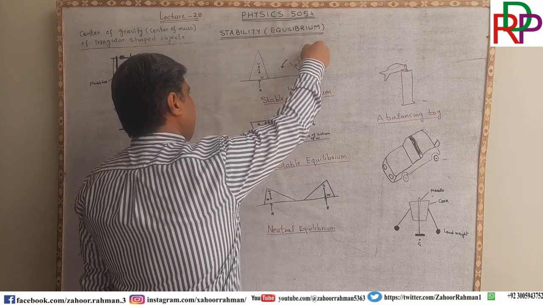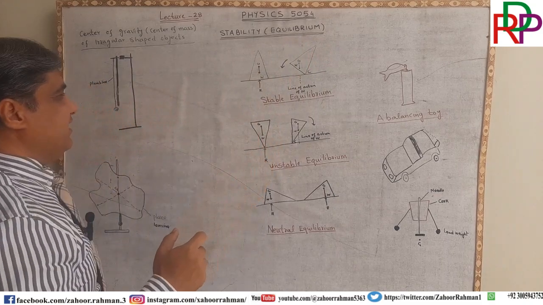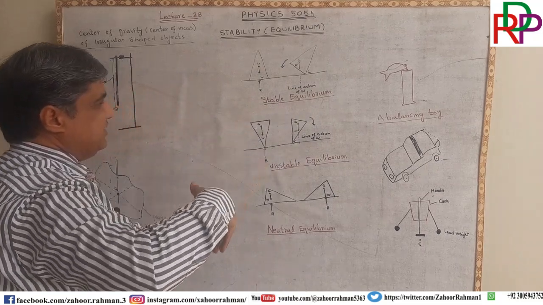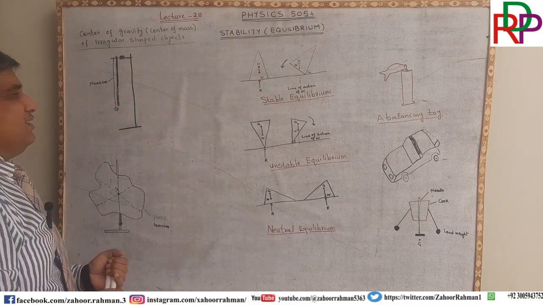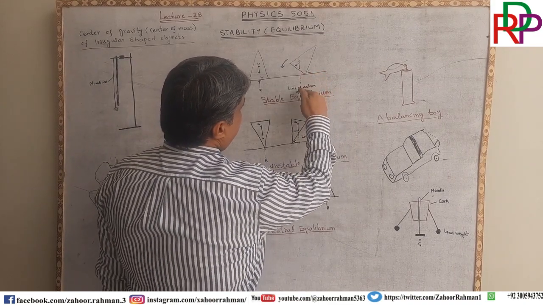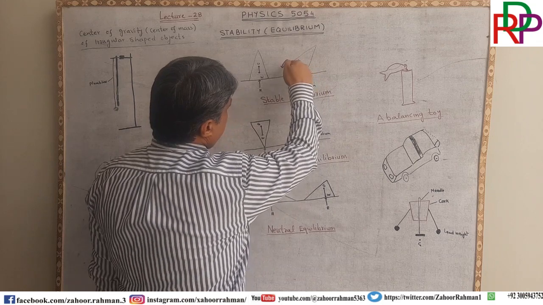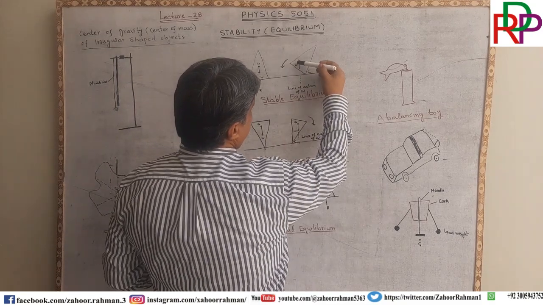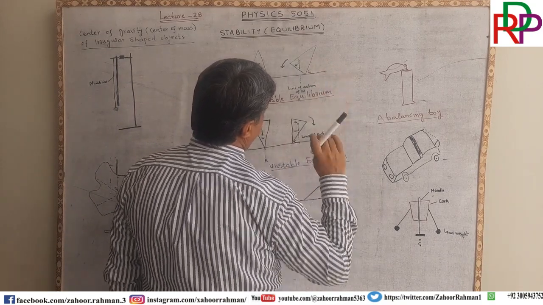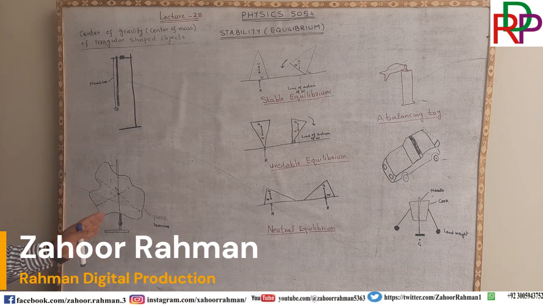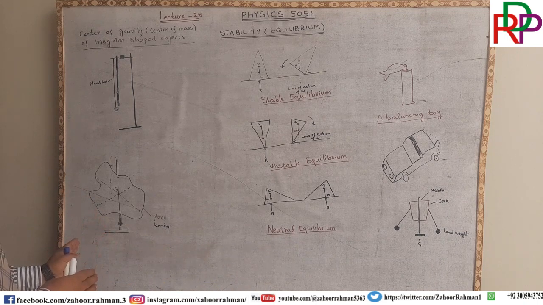When you are tilting it up, and after the release of it, it will come to its original position. Note two things: that the line of action of W is inside the base. If you can see that this line is inside the base, until this line of action of W is inside the base, it will come back to its original position.